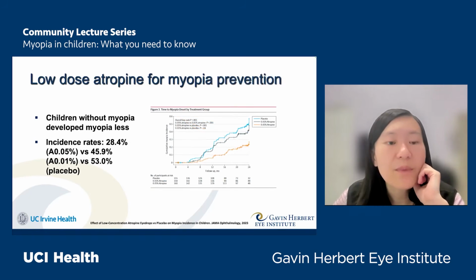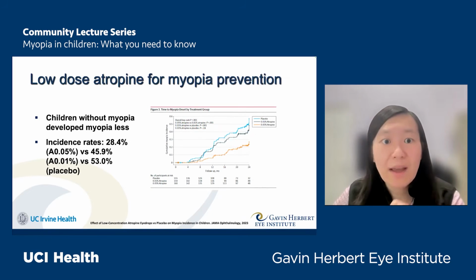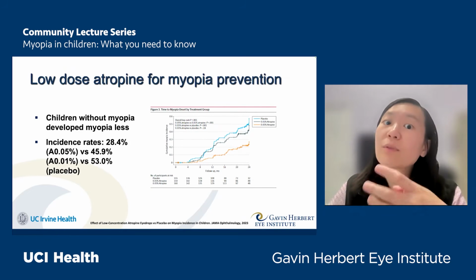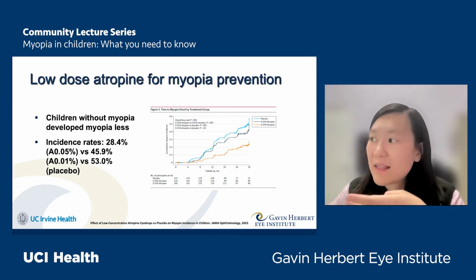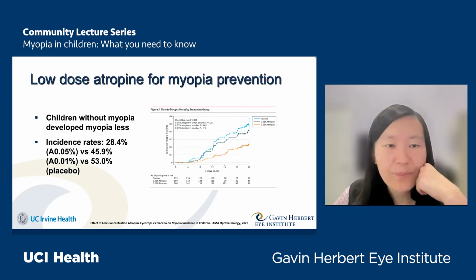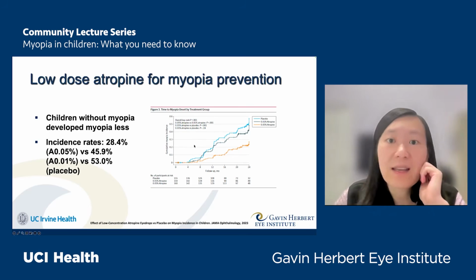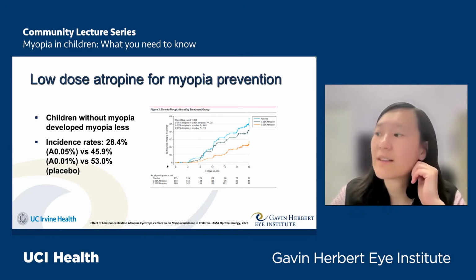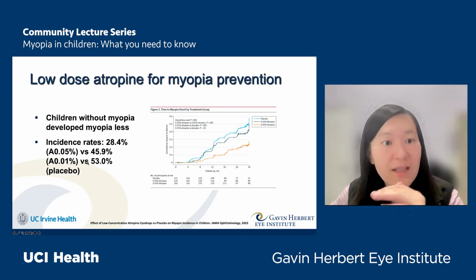Okay, so that was low-dose atropine for slowing down myopic progression. What about the question of, can it actually stop myopia from starting in the first place? This is actually a study that showed that it can. This study was done in a group of children who did not have myopia. These kids did not need glasses, they were not nearsighted, and they were also started on these low-dose atropine eye drops. Same thing, 0.05%, 0.01%, and placebo.